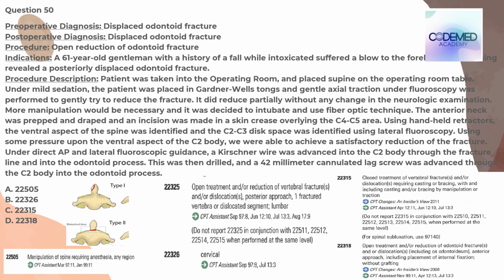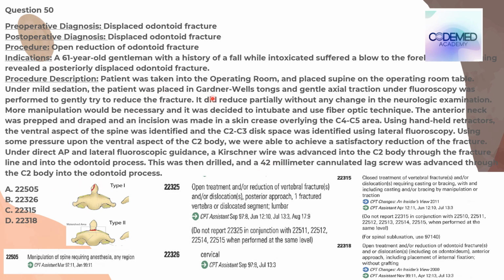So this is one more operative report. It talks about a displaced odontoid fracture. The postoperative diagnosis is the same. The procedure is open reduction of the odontoid fracture. It gives us a lot of clues about how the treatment of the fracture has been done, because the type of treatment decides our code. And what is odontoid? Odontoid is the process present on the C2 vertebra. The first is the atlas and the second has this characteristic feature called the odontoid process.